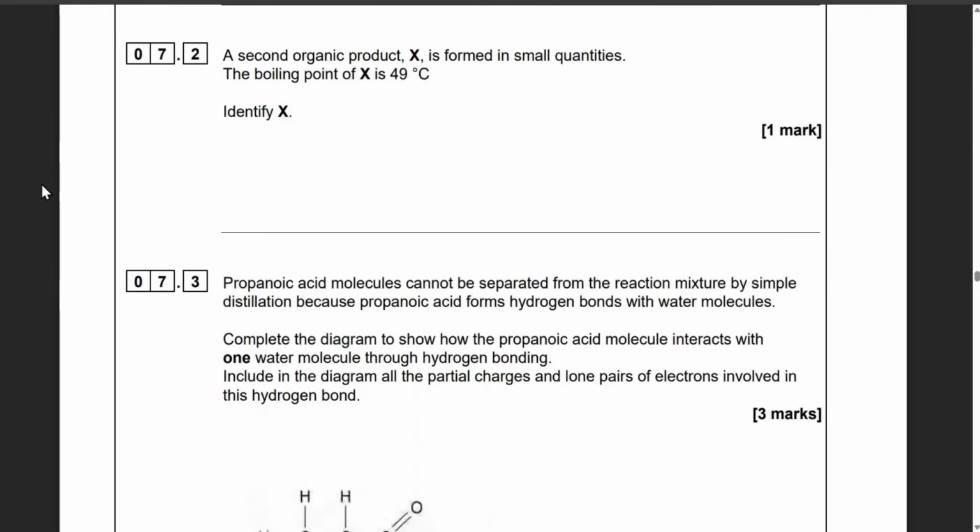Okay, 7.2. A second organic product X is formed in small quantities. The boiling point of X is 49 degrees. That's quite a low boiling point, so it's quite a volatile substance, something that evaporates easily. Identify X. Well, let's go up and look at what this small side product could be during this oxidation of propan-1-ol.